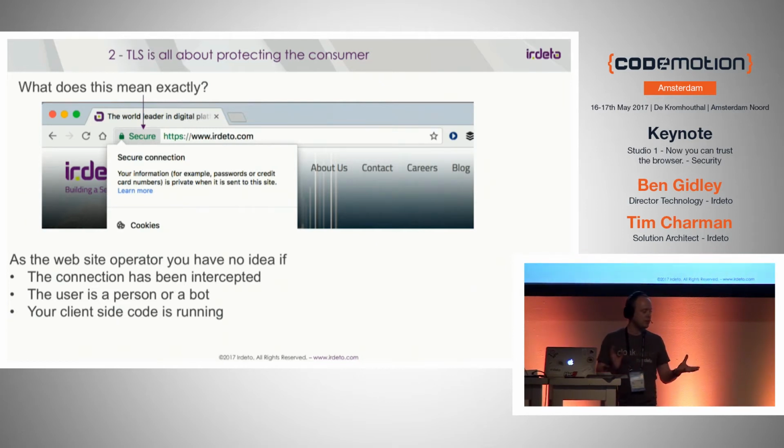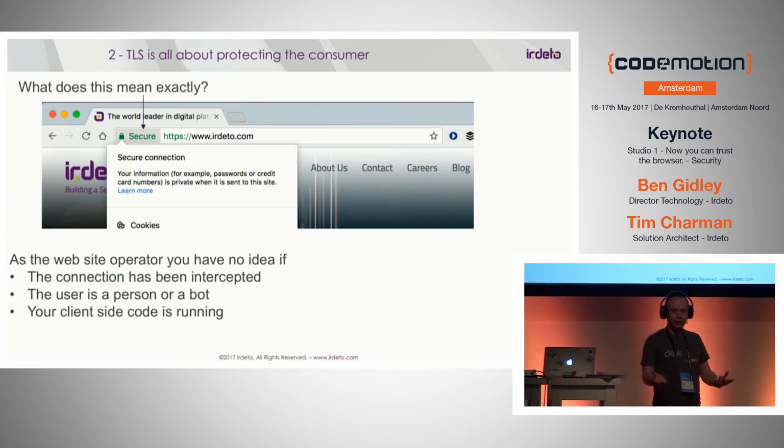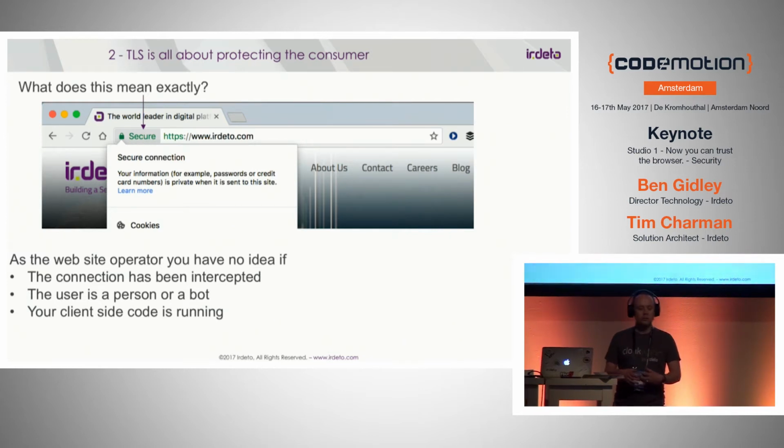I don't have any idea if the connection has been intercepted by someone, for good reasons or bad. I don't really have any idea whether the person on the other end is a human, a bot, a browser, a script, or something else entirely. There's no way for me to know that. And I have also no idea, especially if I'm using JavaScript and client-side code, which everybody does, whether it's actually running. It could easily be something someone else has assembled, and it could be doing something totally different.